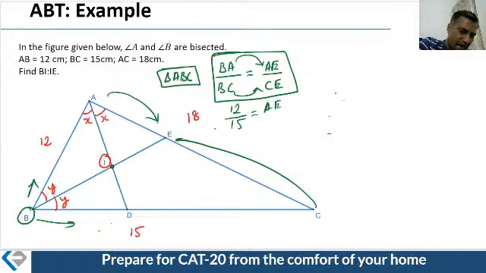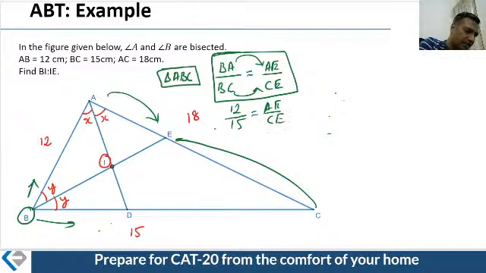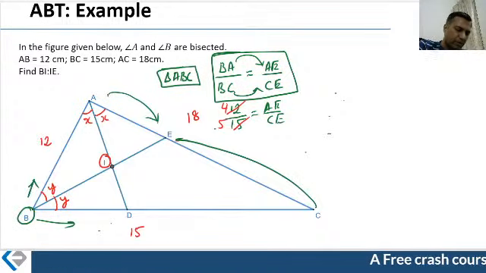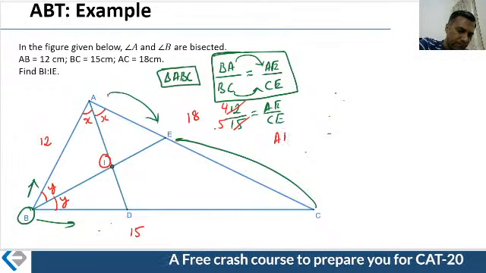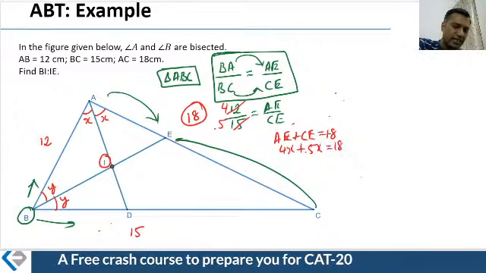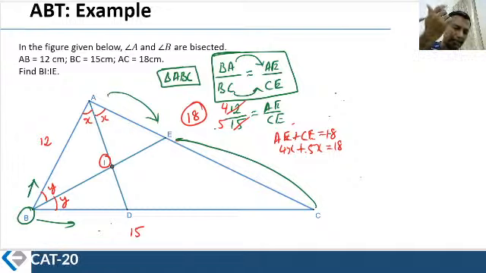Therefore, AE and CE are in the ratio 4:5. But what is the length of AE plus CE? AE plus CE is equal to 18 units here. So AE is of the form 4x, then CE is 5x. That's equal to 18. Therefore, 9x is equal to 18. Therefore, x is equal to 2.